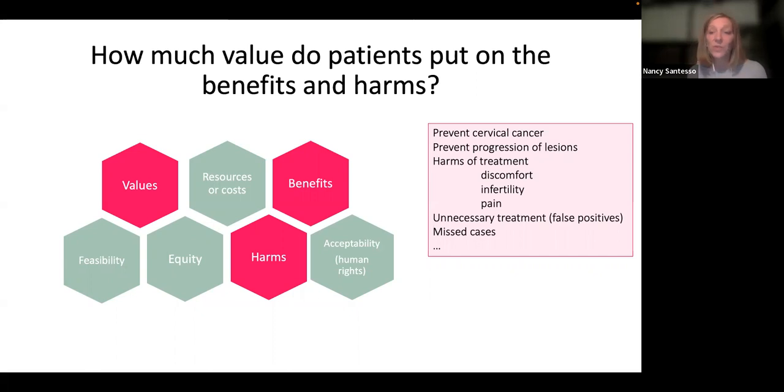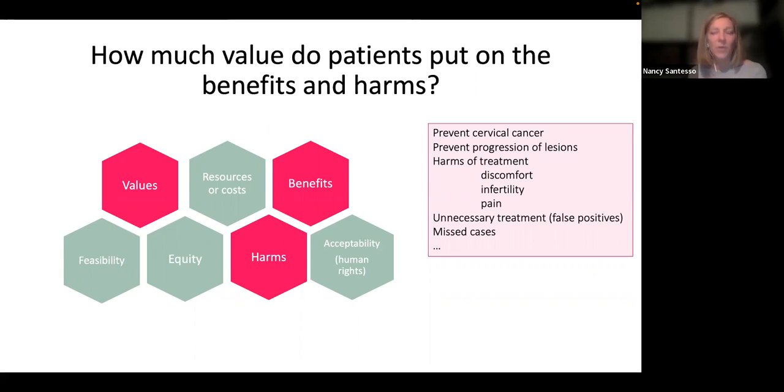You might have discomfort from the treatment. The treatment may actually cause infertility. We know this from some research. Treatment may cause pain. The other issue is, and we mentioned this about the accuracy of the tests, if a test is not all that accurate, it may mean that a lot of women may be told that they have a lesion and have to undergo treatment, but in fact they didn't have a lesion. So these false positives make the harms of treatment even more important. Here are these women being treated who really didn't need to be treated, and now they're going to have harms from that treatment that they didn't need.